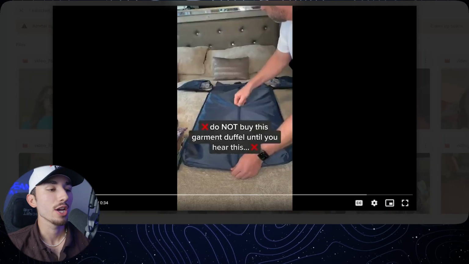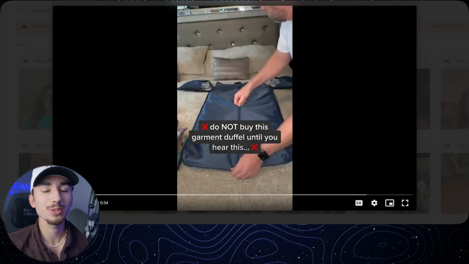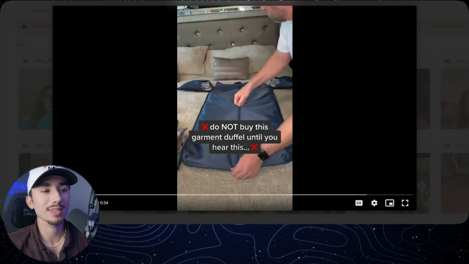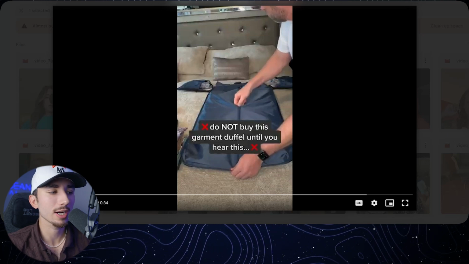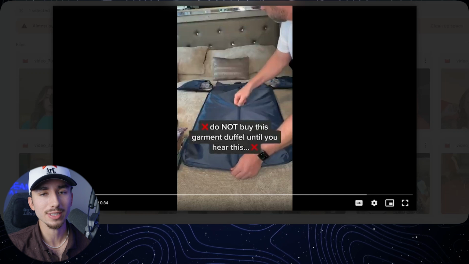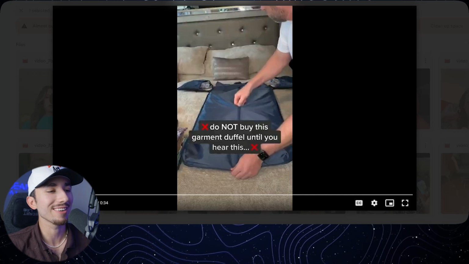Now, this is a great example right here, as this ad did over $100,000 last month. And as you can see in the hook, do not buy this until you hear this. So inherently, people are going to think, oh, there has to be something wrong with this product. But then immediately right after the hook, the guy is getting into selling you. So let's see how he does this right here.